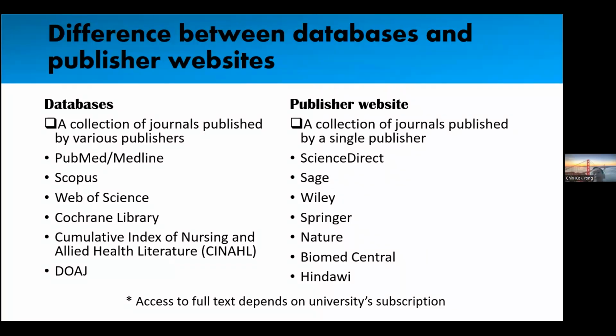A publisher website is a collection of journals published by a single publisher. So if you search in ScienceDirect or the Elsevier website, Sage website, Wiley, Springer Nature, PharmaCentral, Hindawi, MDPI, if you search in these web platforms, you can only access the articles published by that particular publisher only. Okay, so the search range is very limited.